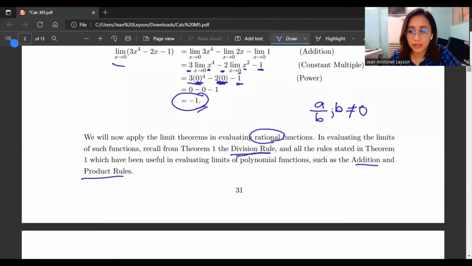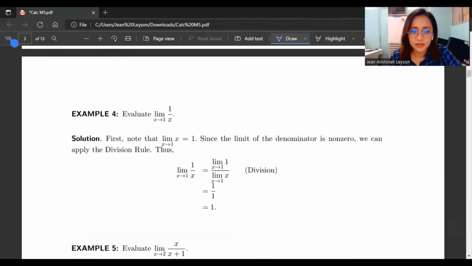So still, we will be basically applying all the theorems or the rules that we have in solving for limits. So example number 4, the first example for rational functions, we have the limit of 1 over x as x approaches 1. So 1 over x, that's a rational function. Now, first note that the limit of x as x approaches 1 is 1. So since the limit of the denominator is non-zero, we can apply the division rule.